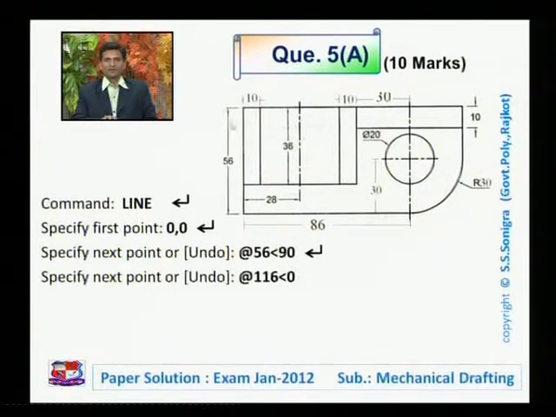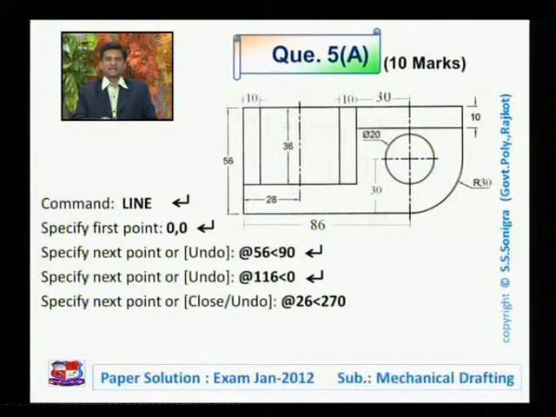So this command will draw line from this point to this point. Enter. This symbol represents enter. If we enter over here, the next would be specify next point. So our next point would be 26 mm at an angle of 270 degrees. So it will draw line from this point to here.